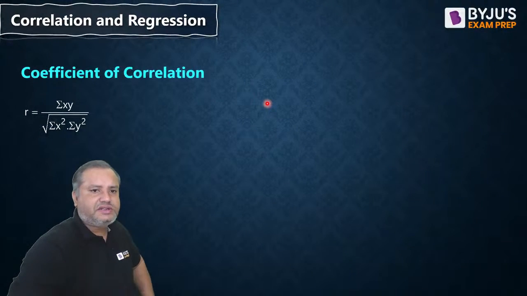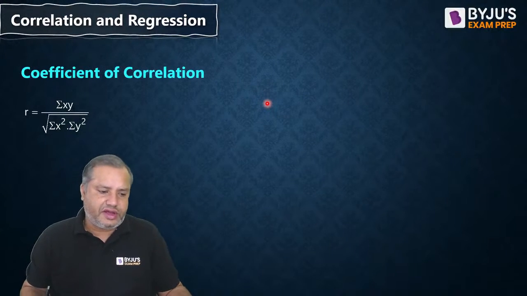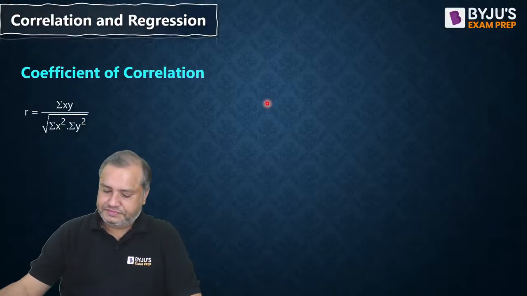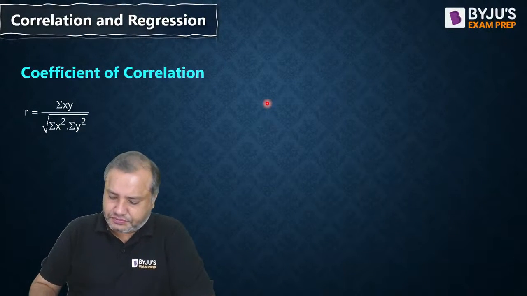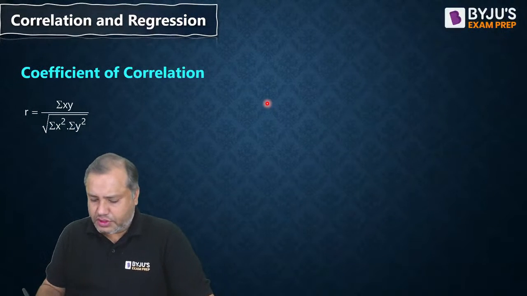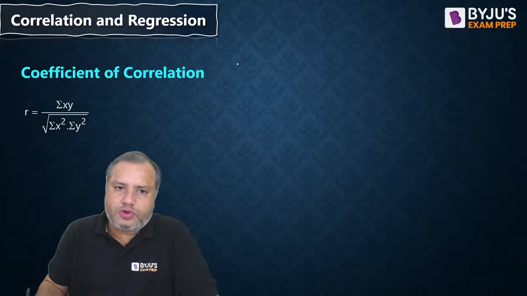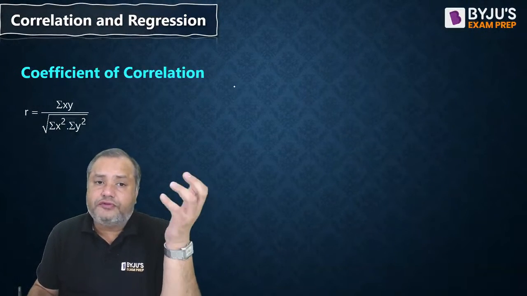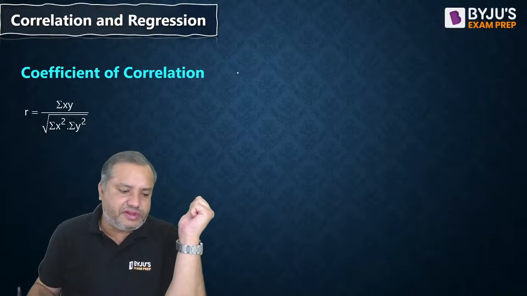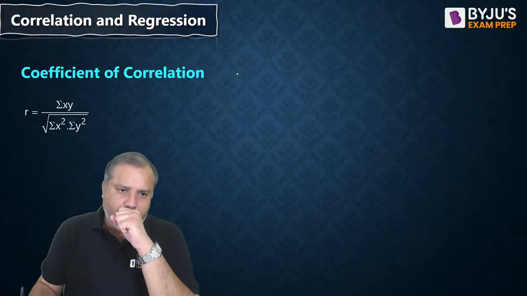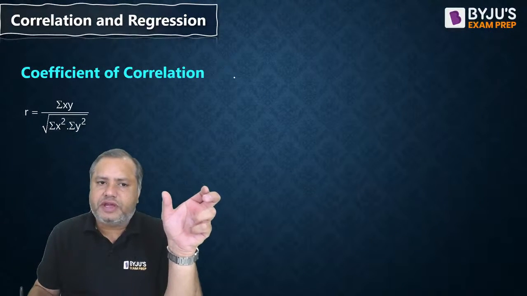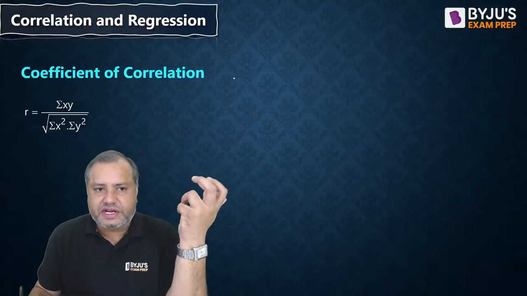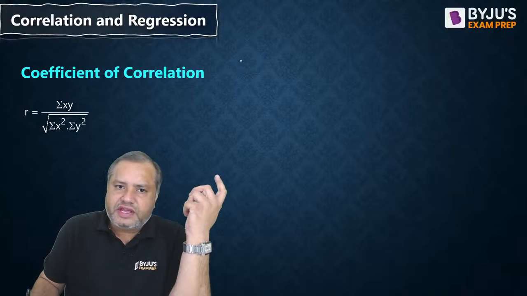So students, this is the time for us to start correlation and regression. When we talk about correlation, actually we are comparing two variables. We are comparing the degree of similarity or dissimilarity between them. Since we are studying this topic in the statistics part, it means x and y will have some statistical data, equally spaced data.